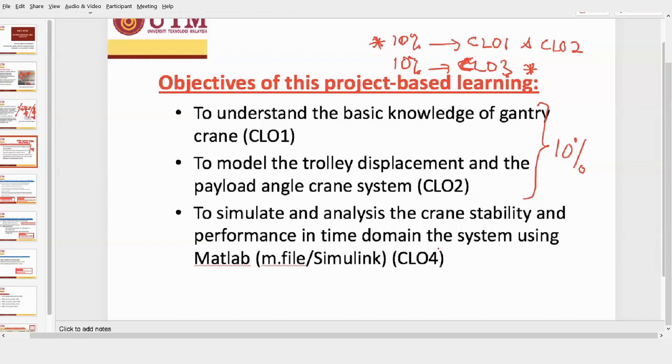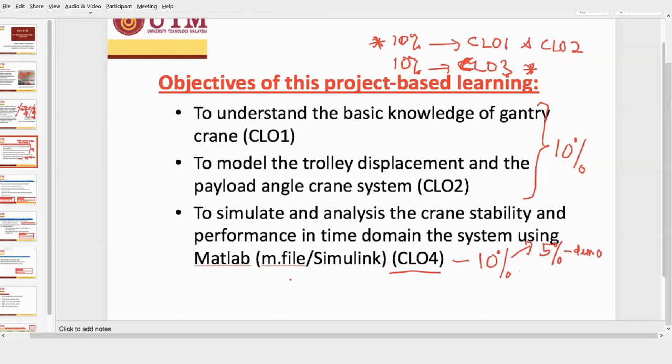Okay, so for CLO4, that one contributes 10%. So all the model simulation, how do we get the response, how do we evaluate the performance, so we can assess for the CLO4. And then for this CLO4, we have 5% for the MATLAB demo. You can remember that last time I told you that 5% is the individual demo.